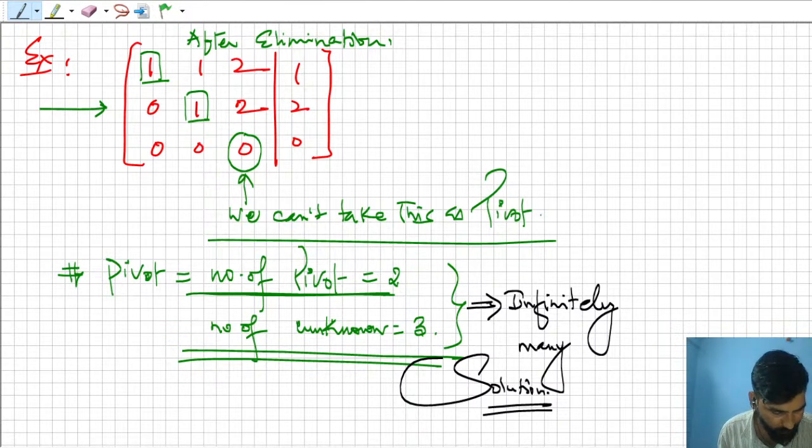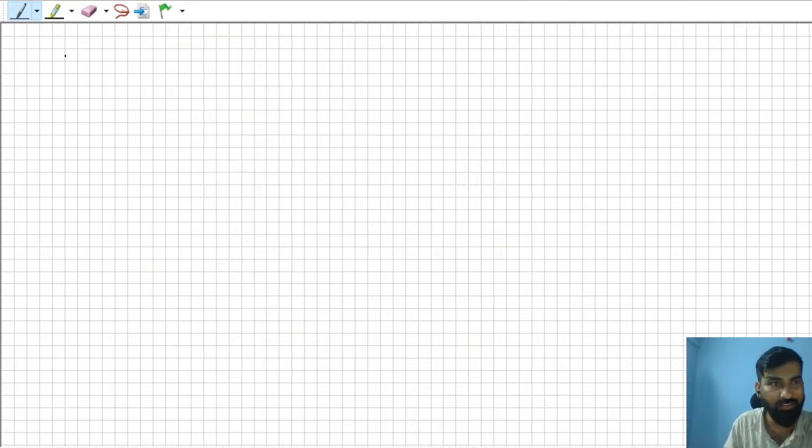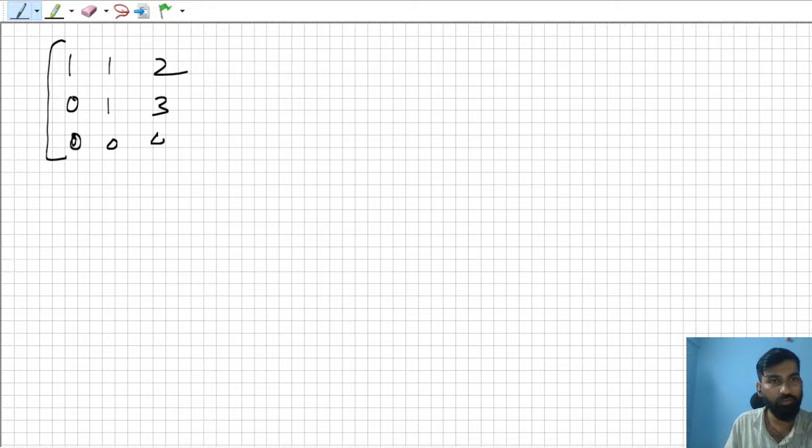Anyways, sir, we usually know the number of unknowns in the equation. Yes, the number of unknowns is equal to the number of columns, right? But there are situations. I will write 3 situations after elimination. You see here, I'm just going to write 3 situations. One is this: 1 1 2, 0 1 3, 0 0 4, and this is 7 8 9. This is first.